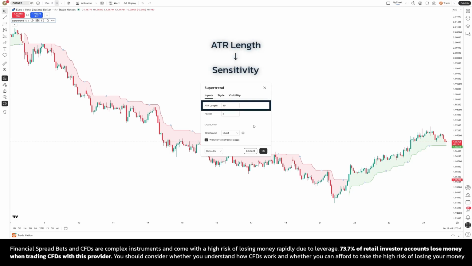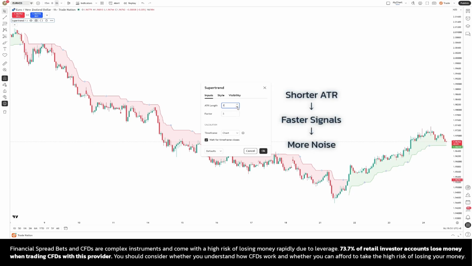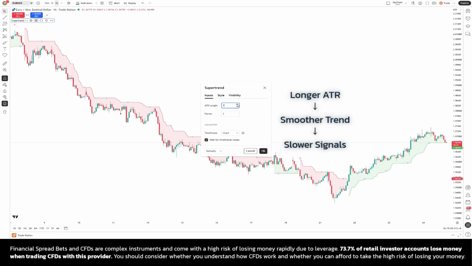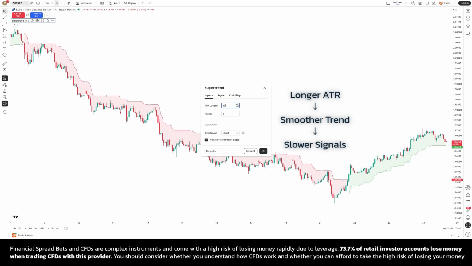The average true range length affects how much historical volatility is included in the calculation. A shorter length makes the indicator react more quickly, but it can also create more frequent changes. A longer length smooths the reading, but it may react more slowly when the market turns.